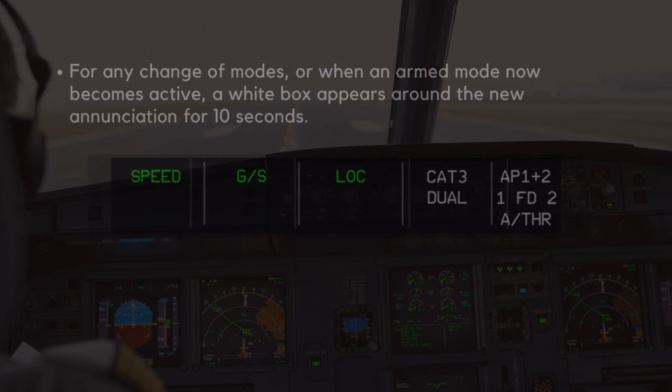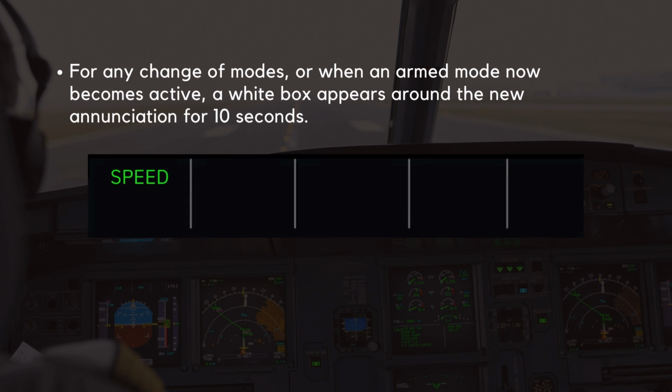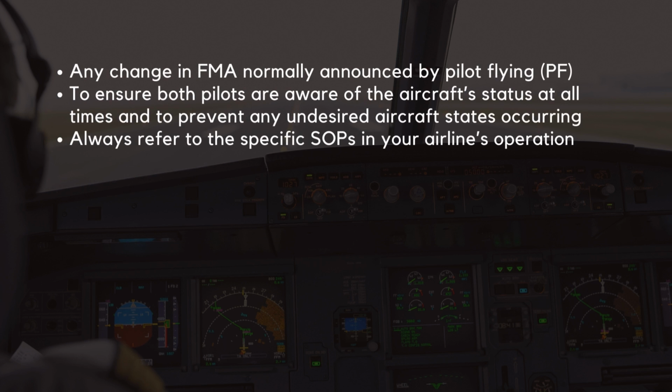For any change of modes, or when an armed mode now becomes active, a white box appears around the new enunciation for 10 seconds. In many airline standard operating procedures, any change in FMA must be announced by the pilot flying the aircraft. This is to ensure that both pilots are aware of the aircraft's status at all times and to prevent any undesired aircraft states occurring. But always refer to the specific SOPs in your airline's operation.